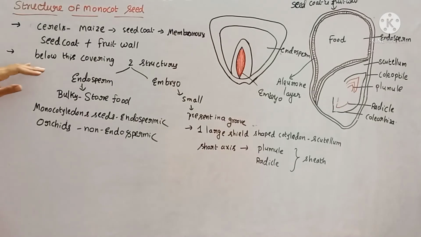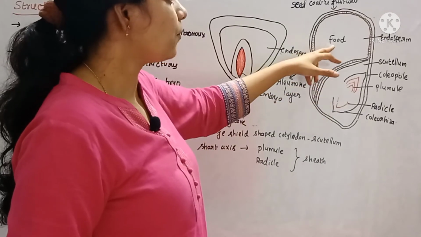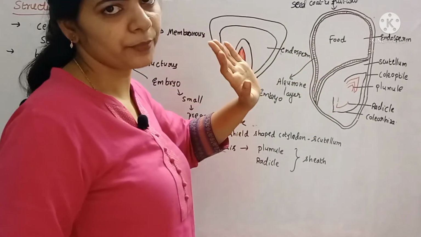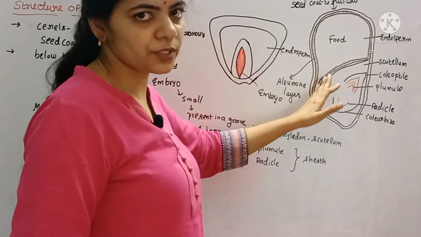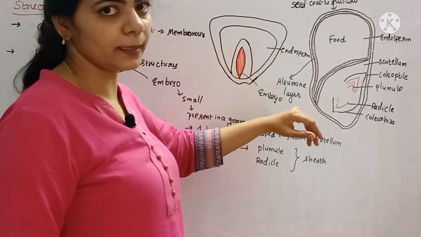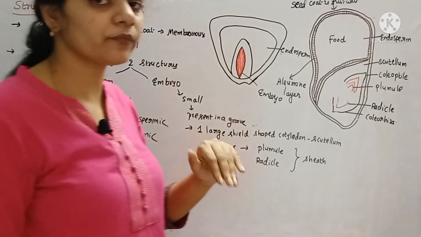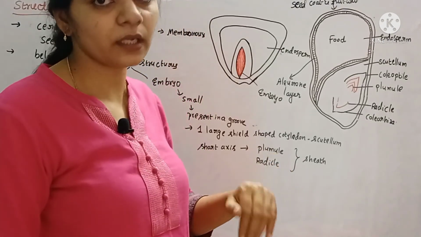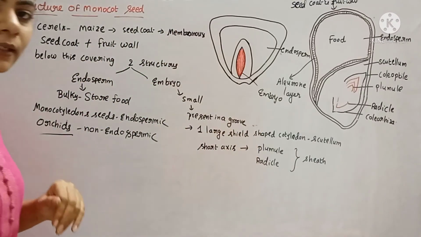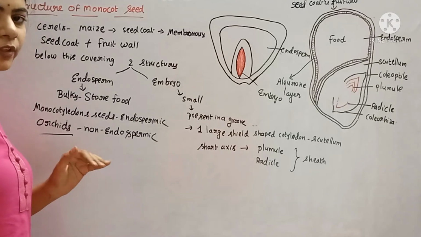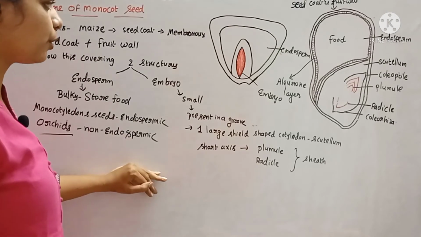And if you look below this covering structure, two structures are present. One is the endosperm and the second one is the embryo. The endosperm is the bulky structure in the seed which stores the food material. Most monocotyledons are endospermic, storing the food material, but some plants such as orchids are non-endospermic. Most of them are endospermic only. Orchids are the non-endospermic ones among monocotyledons.